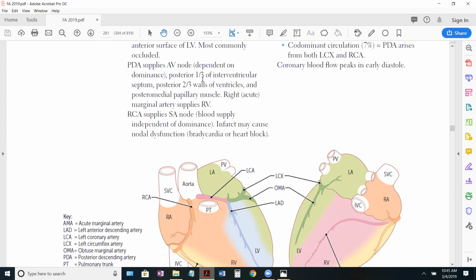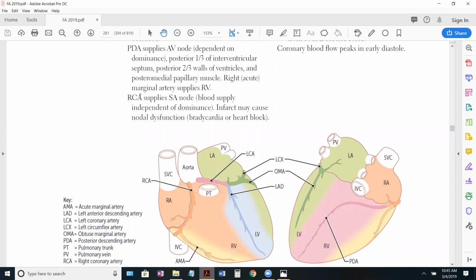So the posterior one-third of the septum, the posterior walls of the ventricles, and the posteromedial papillary muscle are supplied by the PDA, and the only blood supply of the posteromedial papillary muscle that I showed you in the picture is the PDA. The right marginal artery supplies the right ventricle, a low yield branch, and the right coronary artery directly supplies the SA node. So it is independent of the dominance. The SA node is clear, it will get its blood supply from the right coronary artery.